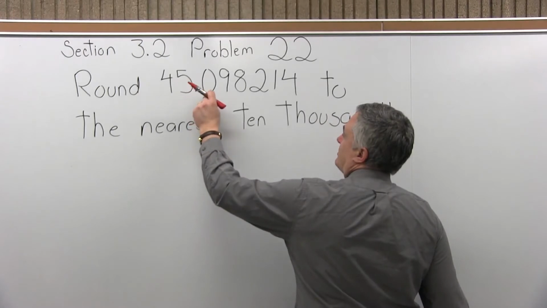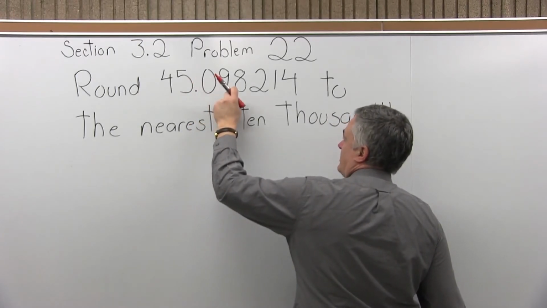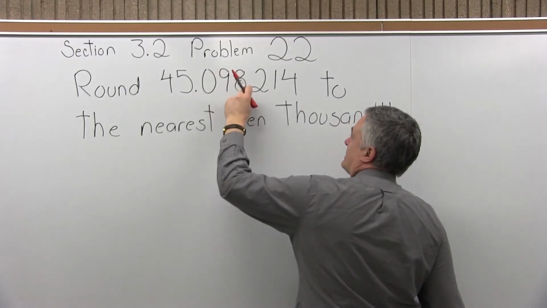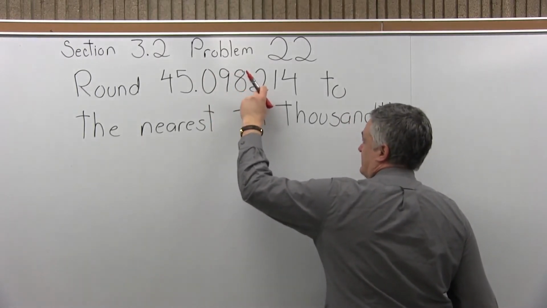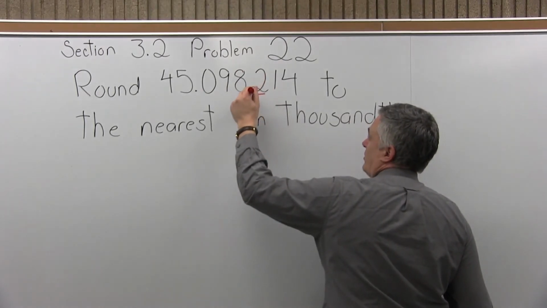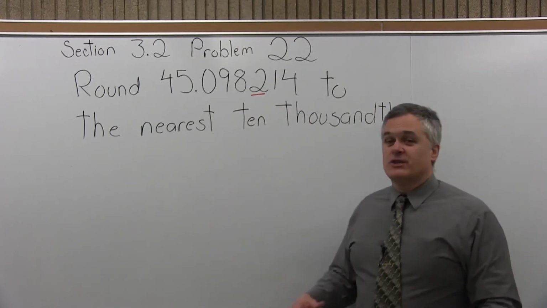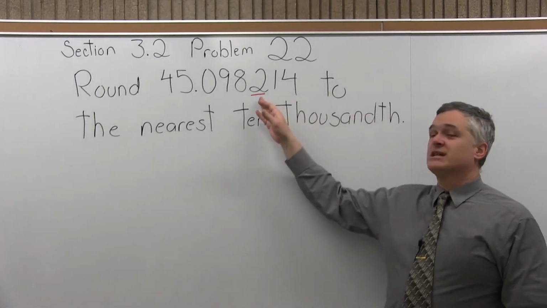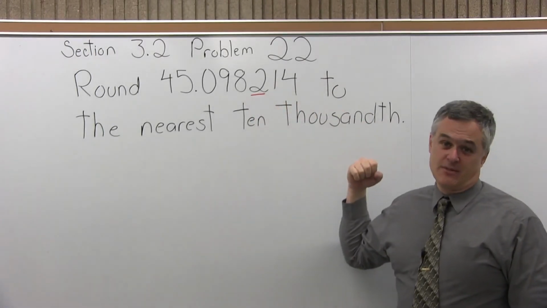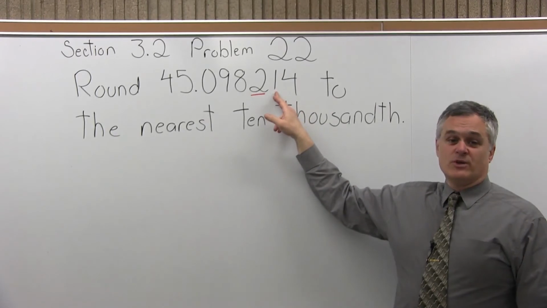So starting at the decimal point, the next one to the right is tenths. To the right after that is hundredths. One more to the right after that is thousandths. Then after that is 10,000ths. So this is the one we want, the 2. Now we have to decide, does that turn into a 3 and we eliminate the digits that come after it, or does it just stay as a 2 and we eliminate the digits that come after it? And what will determine that is the next digit to the right, which is only a 1.